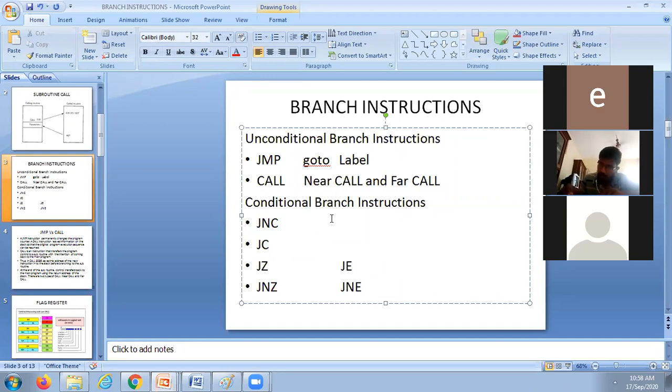Next point. What is a flag register? The flag register gives or represents the status information of the CPU.